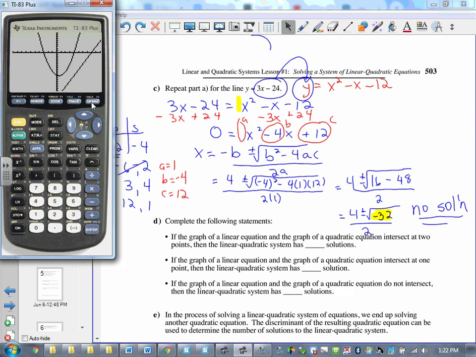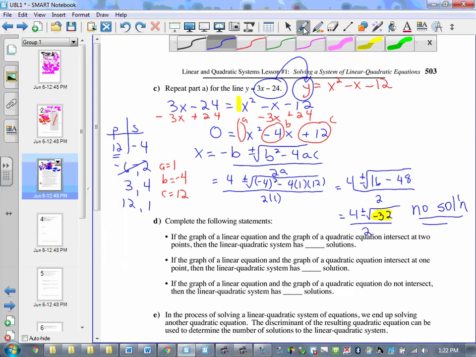This is also great review, right? We've now reviewed solving our quadratic equations. We've reviewed our quadratic formula. So we reviewed a lot of things.